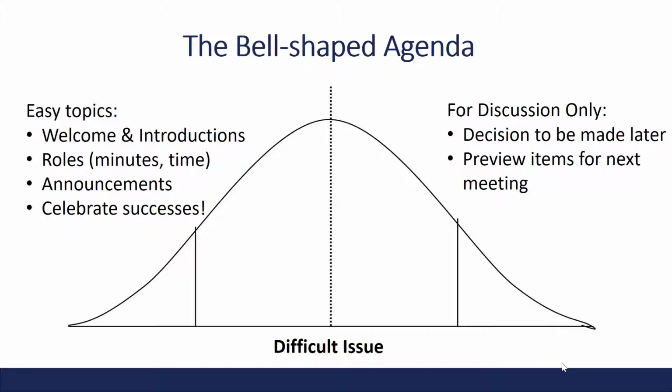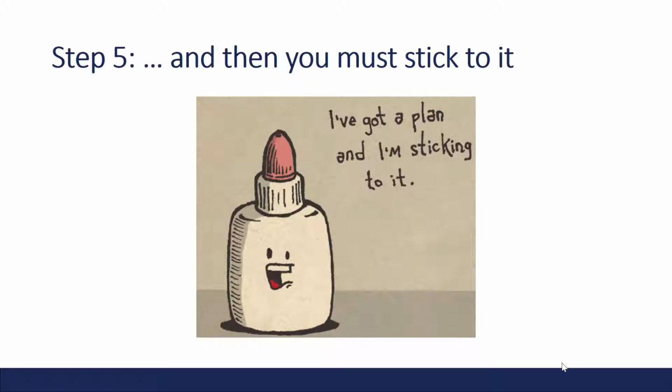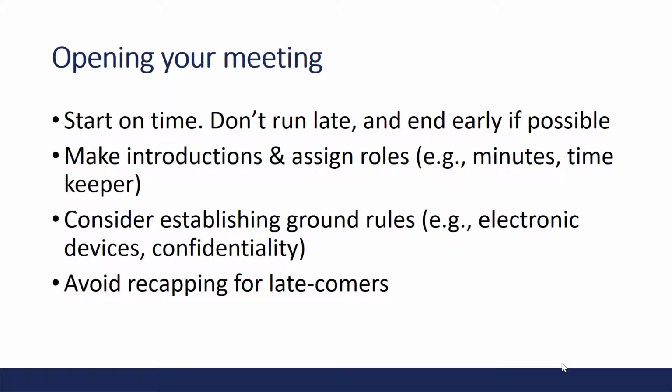Save the most difficult issue, the brainstorming issue, the complicated decision you need to make, for the middle of the meeting, and then leave items for discussion only or for preview, or things that are lower on your priority list that can be bumped should the first part take longer than you anticipate, towards the end. That's the idea of the bell-shaped agenda. I think it's a helpful one as you're planning. And then once you've made your agenda using all of these thoughtful things, you have to A, stick to it, and B, distribute it with sufficient advance notice that your participants can prepare to contribute to your meeting. And it also means you have to watch your time and be thoughtful about time.